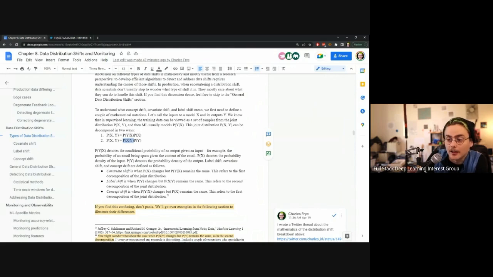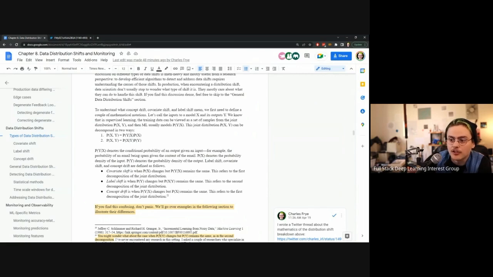And so P(y|x) is a typical machine learning model. P(x|y) is like a generative model of the data. Those don't come for free, so it's not easy to figure out whether P(y|x) is staying the same. I don't know.